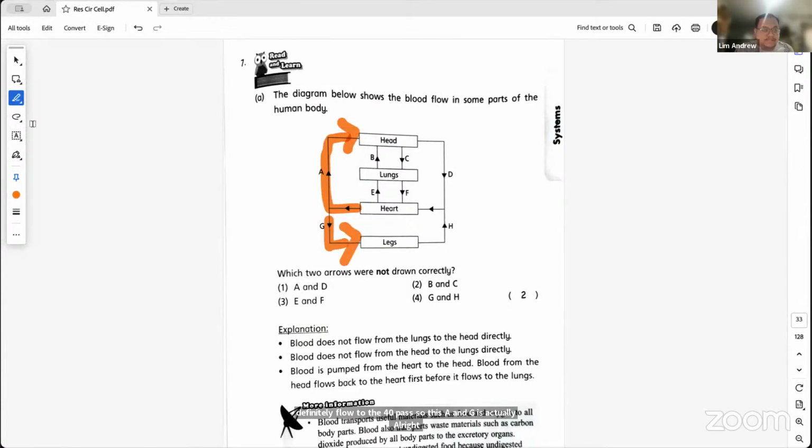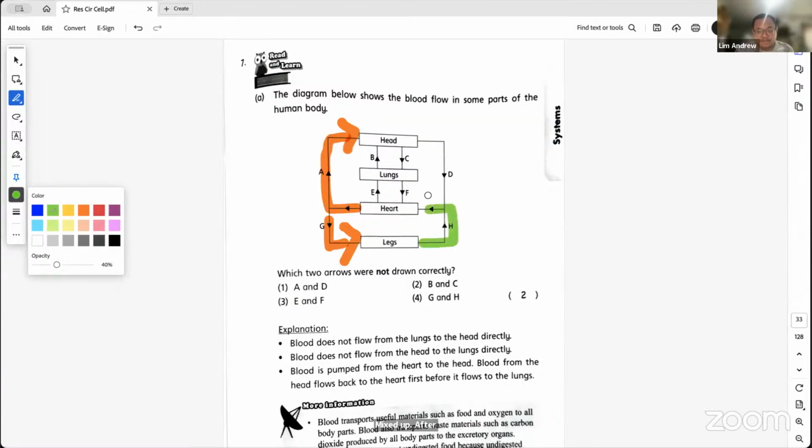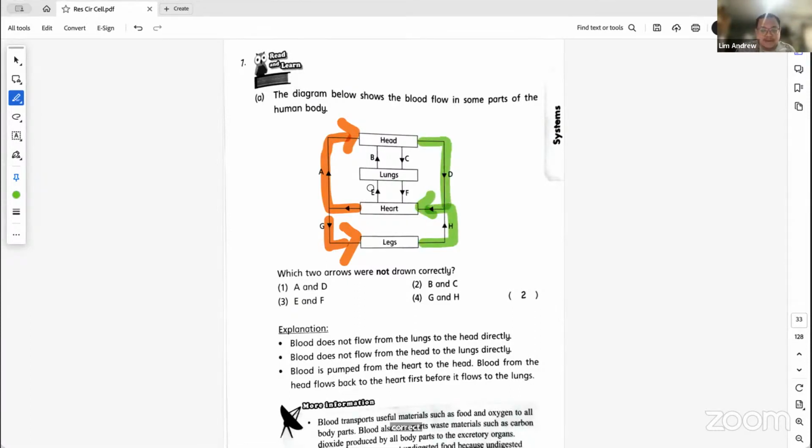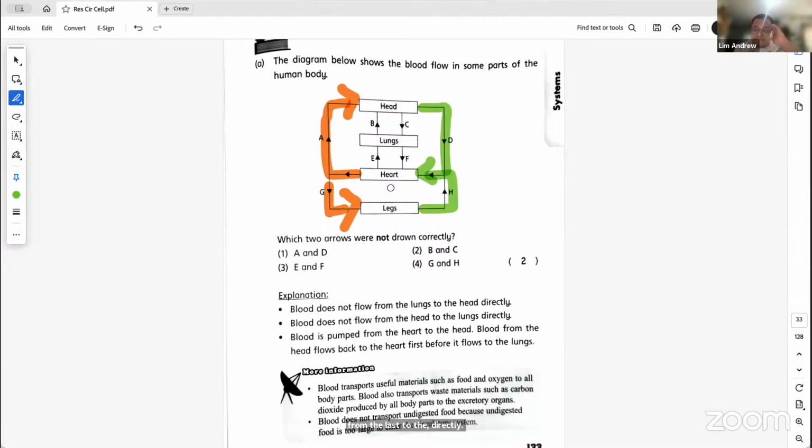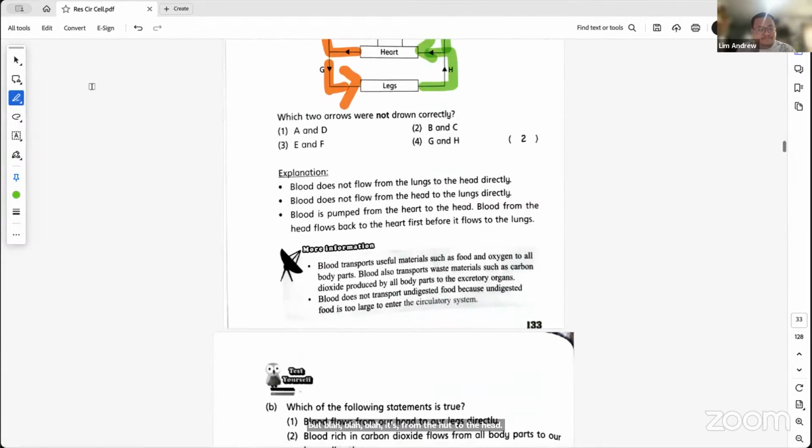Next up, after the body part is finished, it will go back to the heart. This is correct. Now, this is the portion. All body parts will always go to the heart first before it goes to the lungs. But in this case, our dear head here has two arrows going directly to the lungs, which is wrong. Therefore, answer is B and C. Number 2, blood doesn't flow from the lungs to the head directly. But blood is instead pumped from the heart to the head. All right. Let's carry on.